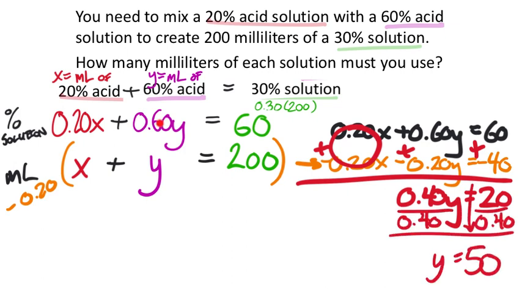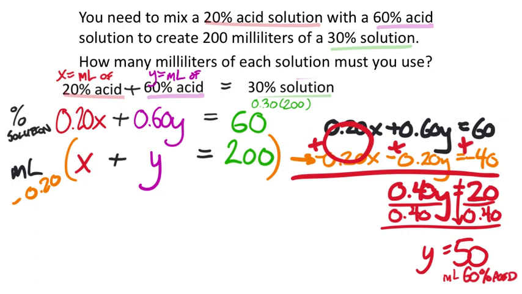Now again, what does y represent? Y is the milliliters of acid right there. So I'm just going to label that 50 milliliters. And that was of the 60% acid. I'll just be a little more specific on this one. 50 milliliters of 60% acid.